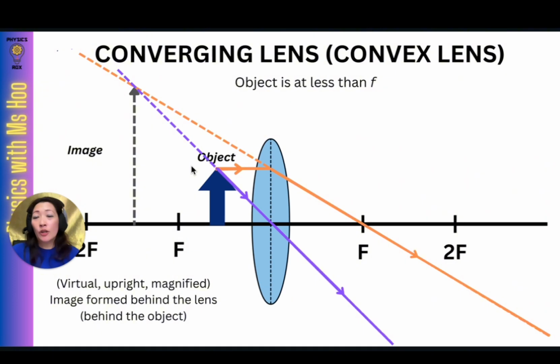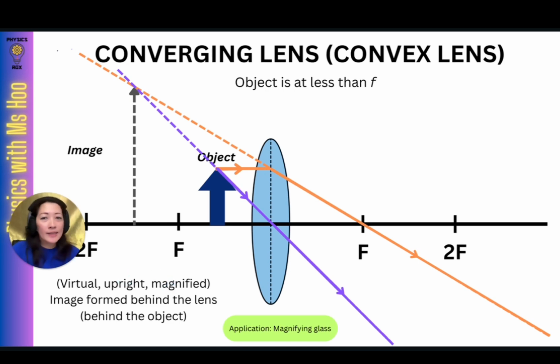What would be a good use of a virtual upright magnified image? Using the lens as a magnifying glass. Because obviously, if we're using a magnifying glass, we want to magnify the image. So if you're looking at a very small object, or if you're trying to read very small words, we want a magnified image that is upright so it doesn't confuse us. They're both pointing in the same direction. So that's why when we use a magnifying glass, we normally place it very close to the object so that we can get a virtual, upright, magnified image.